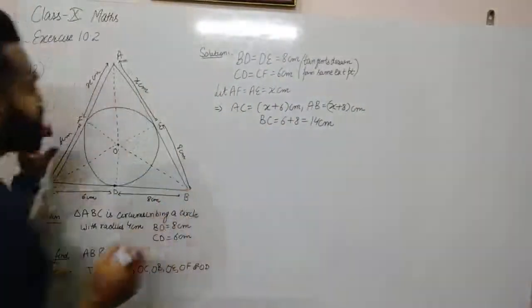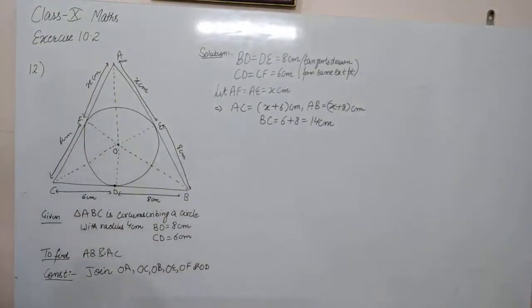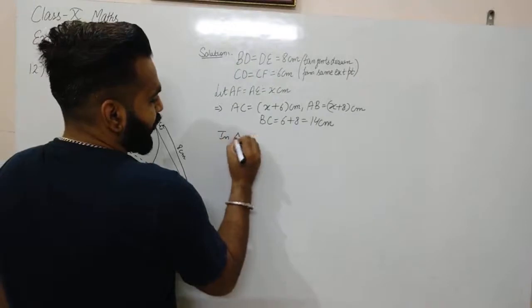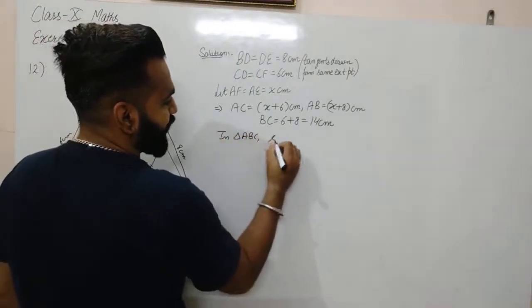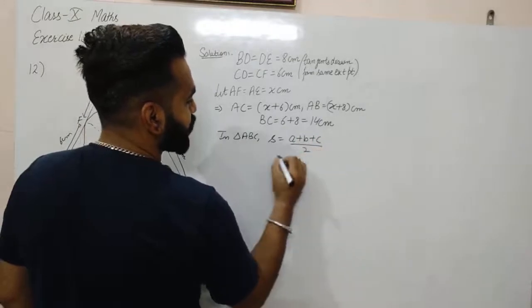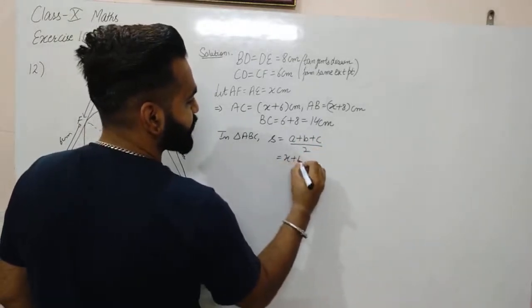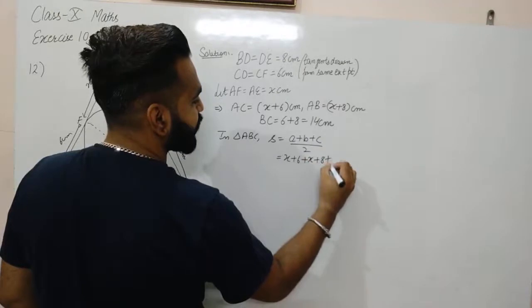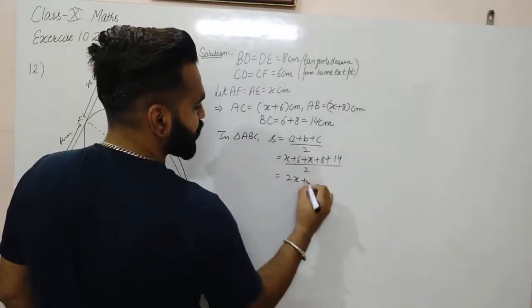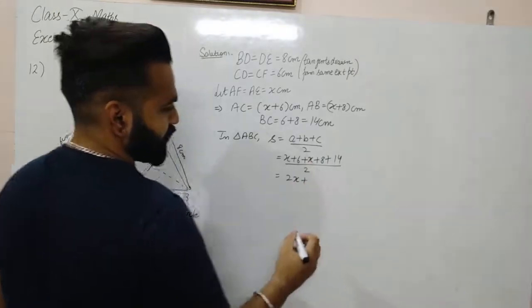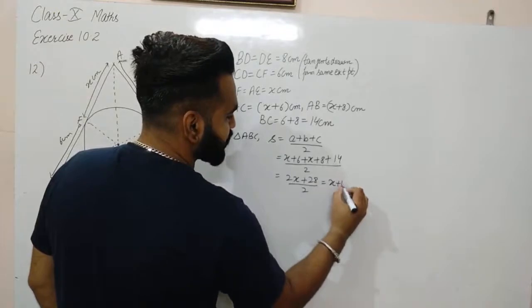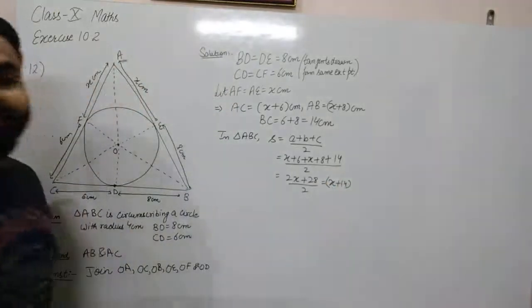First of all, we will find the area of triangle ABC by Heron's formula. In triangle ABC, the semi-perimeter is (a plus b plus c) by 2. That means this will be equal to (x plus 6 plus x plus 8 plus 14) by 2, which is (2x plus 28) by 2, and this is equal to x plus 14. This will be the semi-perimeter.